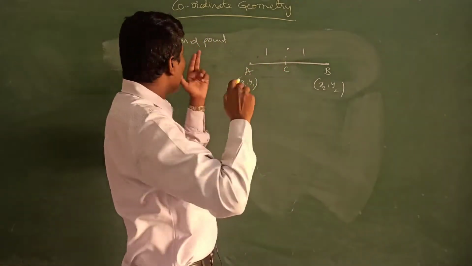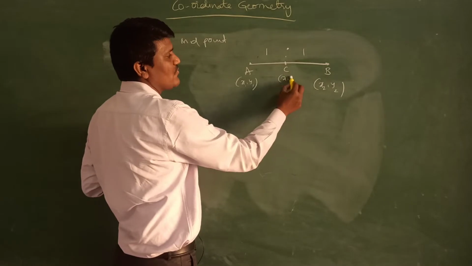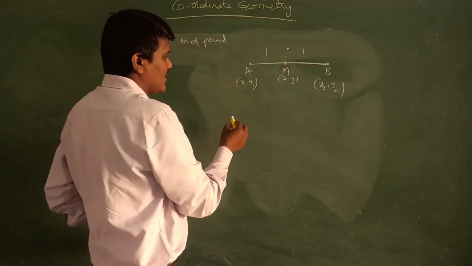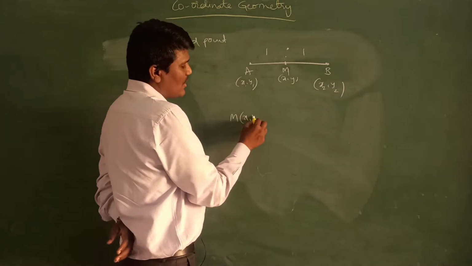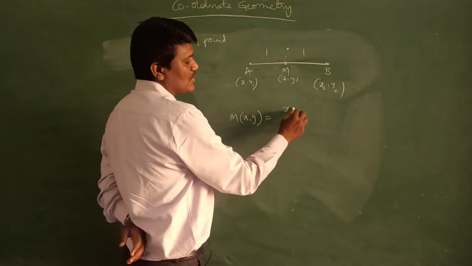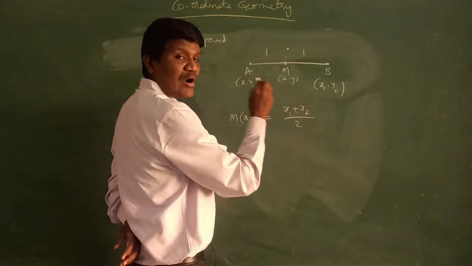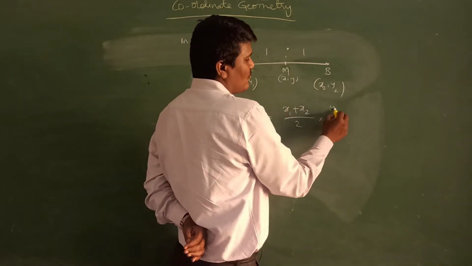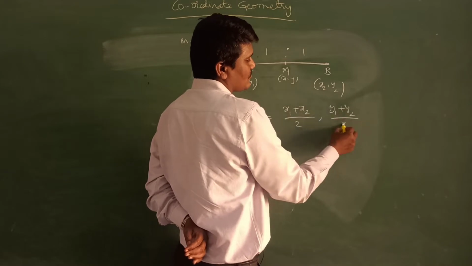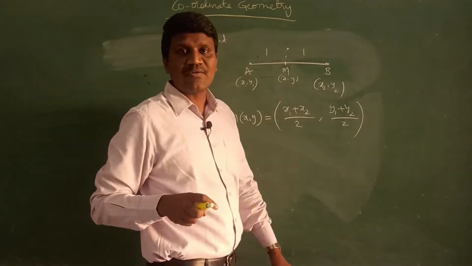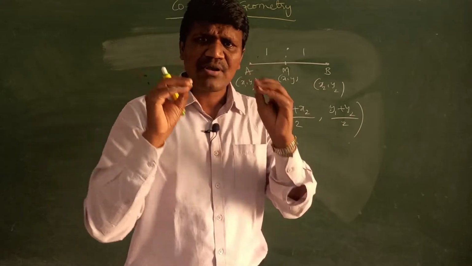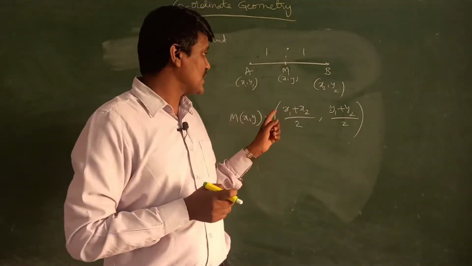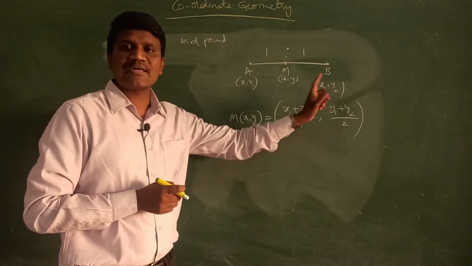So now the formula for the midpoint C of (x, y), you can say this is M of (x, y). I can write the midpoint formula: M(x, y) is equal to the average of x coordinates, (x1 plus x2) by 2, and the average of y coordinates. So this is the midpoint formula. The midpoint formula is nothing but the average of x coordinates comma average of y coordinates. So (x1 plus x2) by 2, (y1 plus y2) by 2.